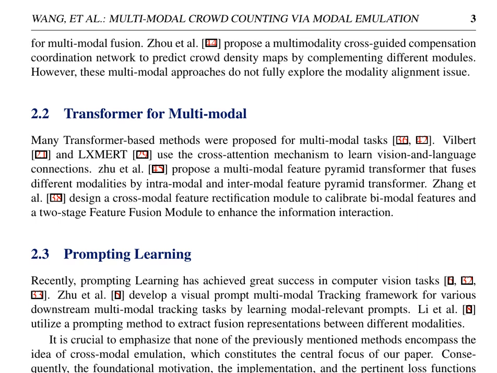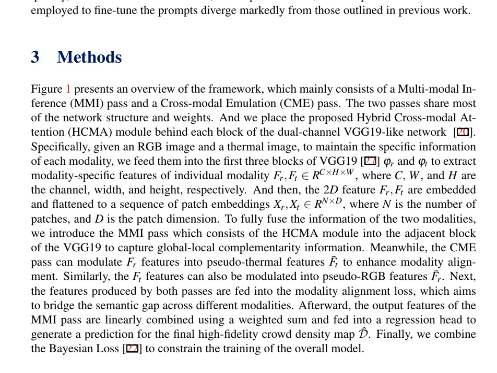They cite Zhu et al.'s visual prompt multimodal tracking framework and Li et al.'s prompting method for extracting fusion representations between different modalities. However, the authors emphasize that none of these methods encompass the idea of cross-modal emulation, which is the central focus of their paper. The authors then introduce their proposed framework, which consists of a multimodal inference (MMI) pass and a cross-modal emulation (CME) pass. Both passes share most of the network structure and weights.